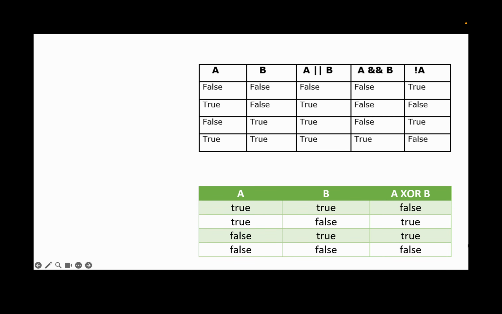And this is how XOR works. That's what I mentioned. Is any one of them true? No, both are true, so that's why it is false. The second condition, is any of them true? Yes, one is true, so the answer is true. In the third, is any of them true? Yes, so the answer is true. Is any of them true? No, so the answer is false. So that's how these things work.